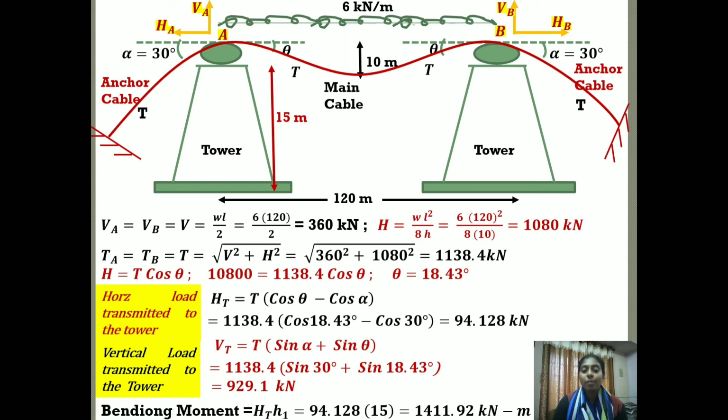Now the bending moment on the tower will be HT, the horizontal load transmitted to the tower, that is 94.128, into the height of the tower, that is 15 meter. We get 1411.92 kilonewton meter. So two problems are over.